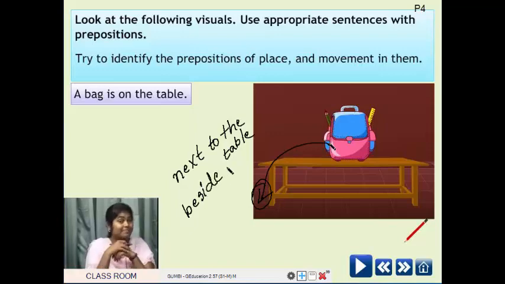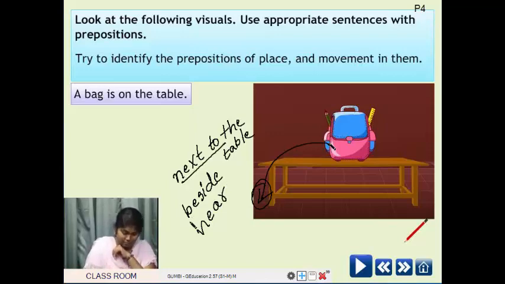We taught you last time what the meaning of beside is. I have one more word here. Can you tell me one more word? The bag is next to the table, beside the table. One more word. Near. Yes, it is near the table. So you see here, underline next to, beside and near. All three are what, children, here? They are all prepositions because they are telling you the position of the bag.